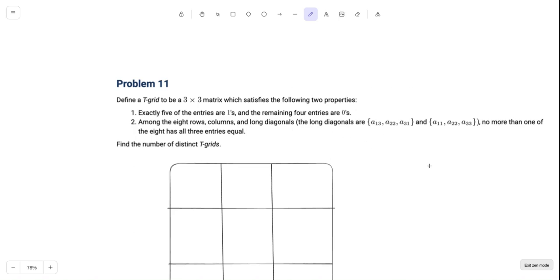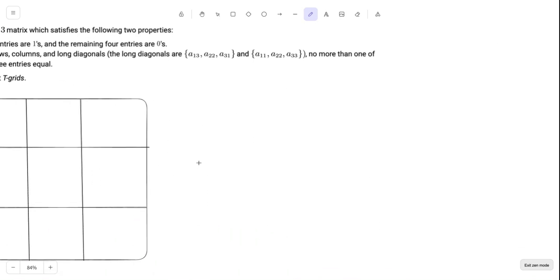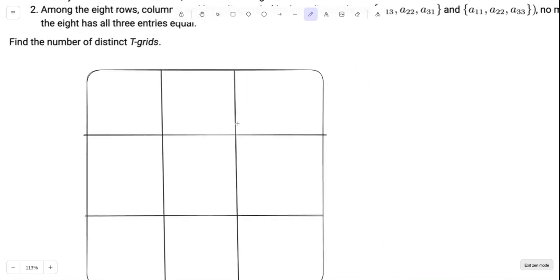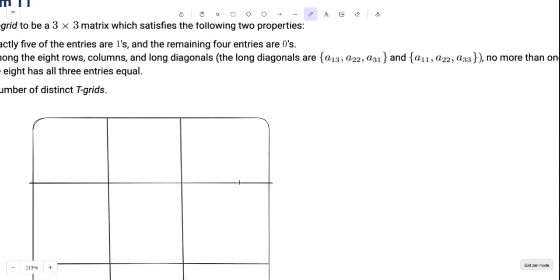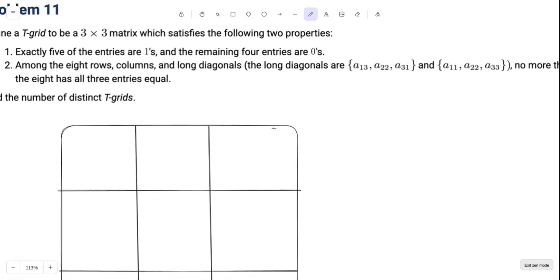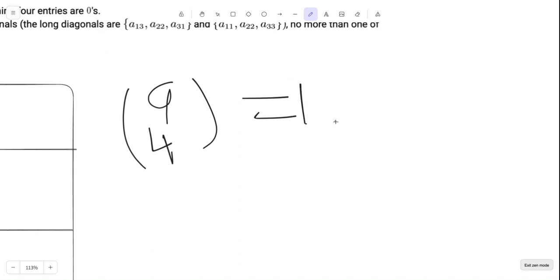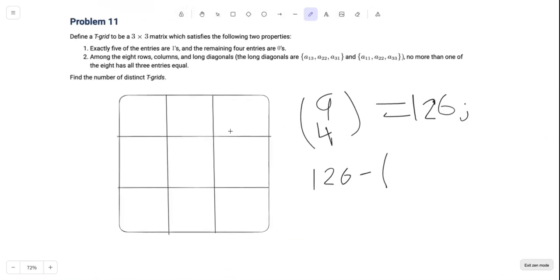Alright, now if you want, the only other way to go is complementary counting. So first we find the ways where the first condition is true, but the second is violated. So we have 5 1s and 4 zeros, and you can do 9 choose 4 to find the ways to place them, which is 126. Alright, now 126 minus the number of cases violating the second condition is the answer.